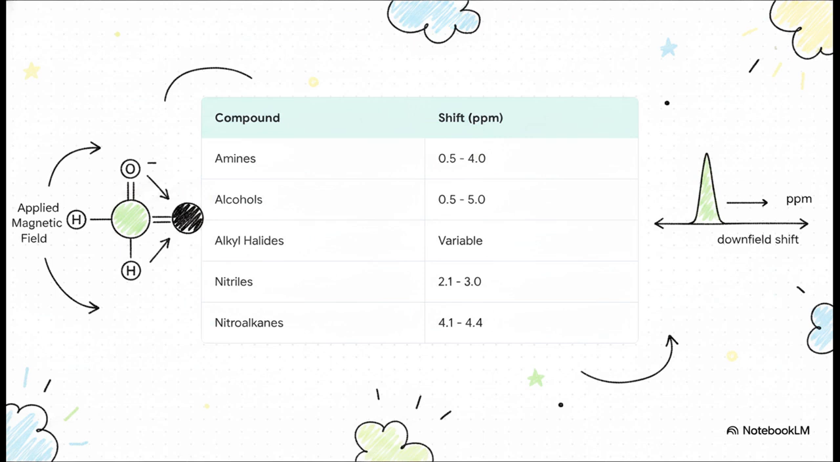Remember that protective electron blanket we just talked about? Gone, stripped away. And without that shielding, the protons feel the full brunt of the applied magnetic field, shifting their resonance signals downfield, towards the left. The exact shift depends on electronegativity and distance, but it always moves the signal the exact same way, downfield.